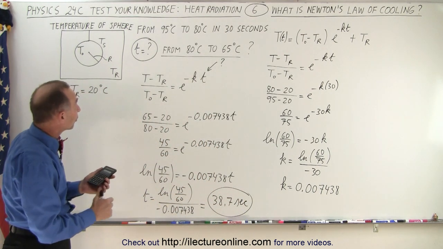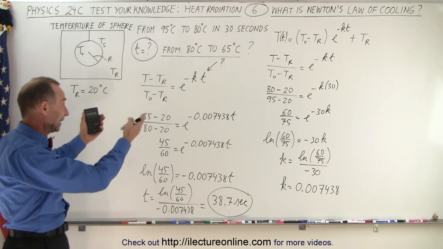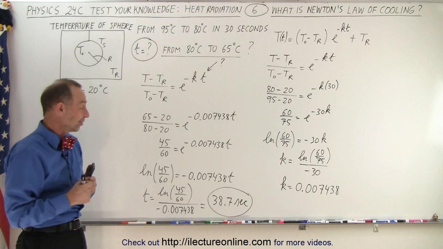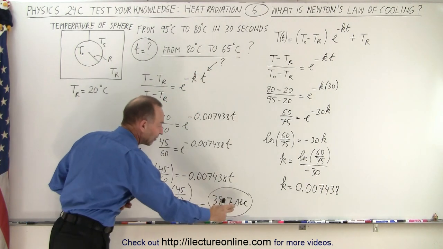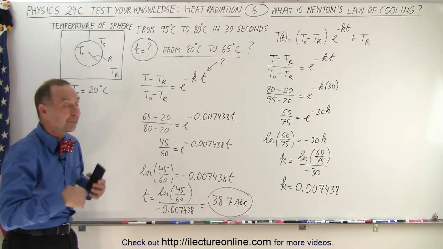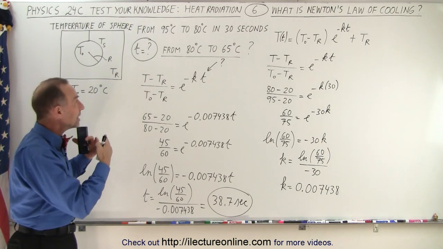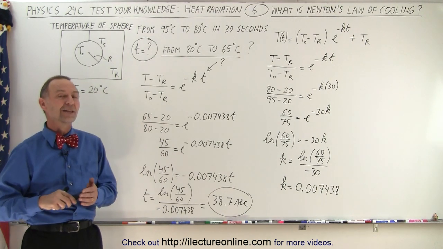If it took 30 seconds to go from 95 to 80, you would think that it would slow down more than that, but that's what Newton's law of cooling tells us: for the next 15 degree drop from 80 down to 65, the time now is 38.7 seconds. That is based simply on Newton's law of cooling, and that is how it's calculated.